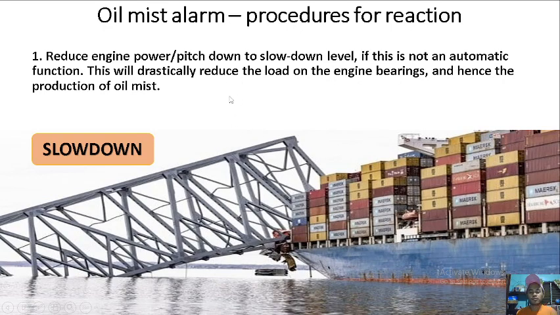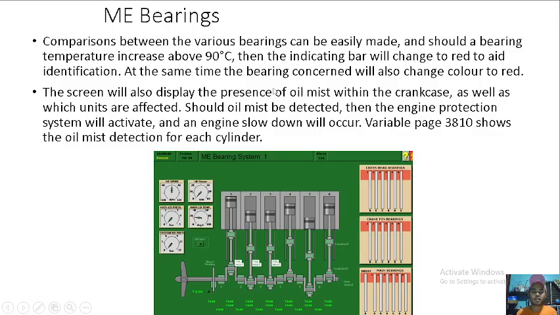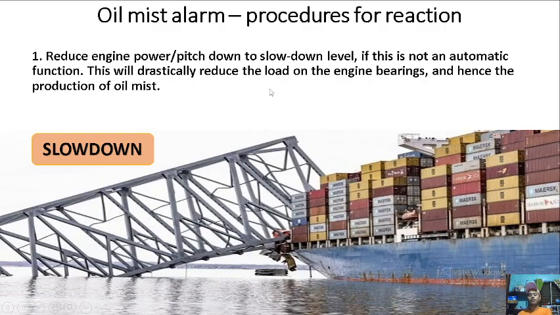So what should we do if there is an oil mist alarm? What are the procedures to follow when there is an oil mist alarm? First is slow down. Reduce engine power or pitch down to slow down level if this is not an automatic function. This will drastically reduce the load on the engine bearings and hence the production of oil mist.